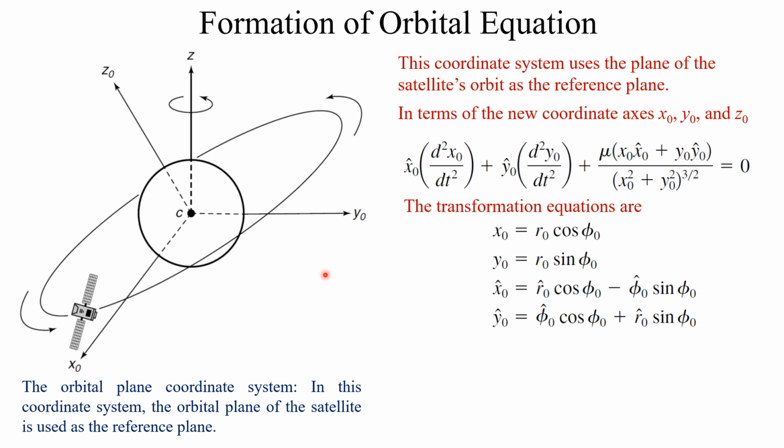So for that, what we do, we will change the coordinate system in such a way that the orbital plane of the satellite will be used as the reference plane. So the satellite is revolving in this particular orbit, right? And we will assume this is the reference plane. This orbital plane will be the reference plane with three axes. This is x0, this is y0, and normal to this plane is z0. So if we change the coordinate system, the new equation becomes this, and the corresponding transformation equations are these. Okay.